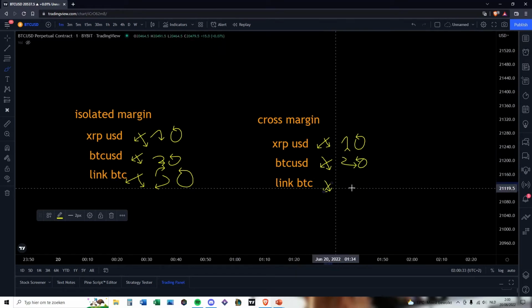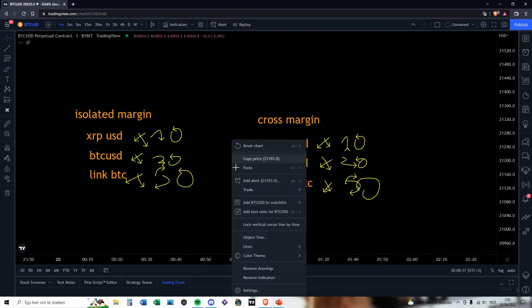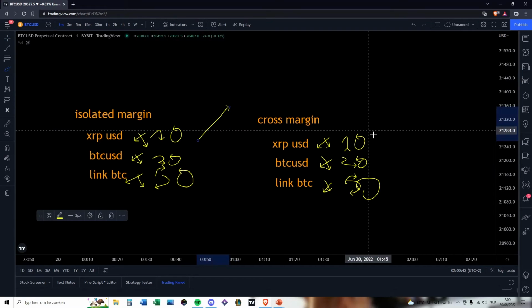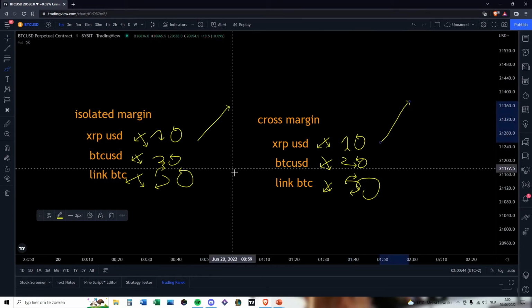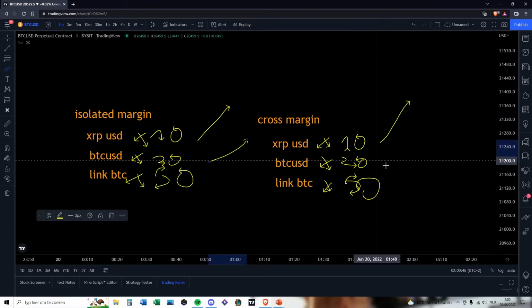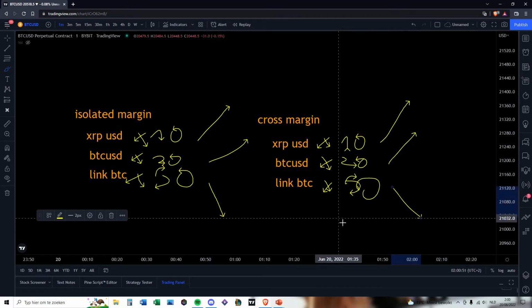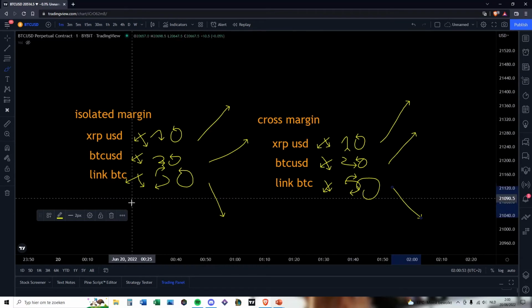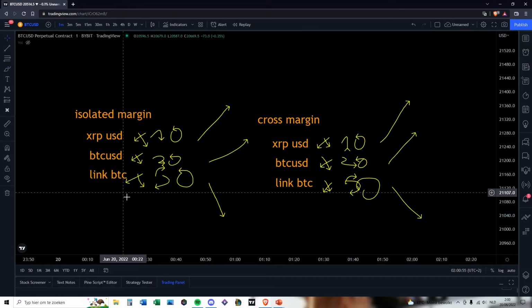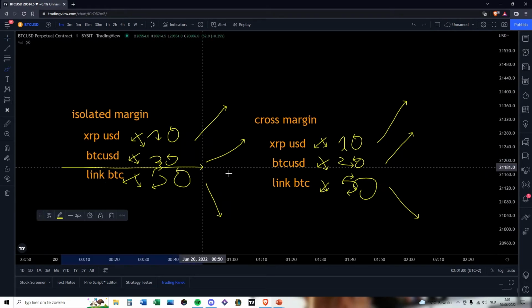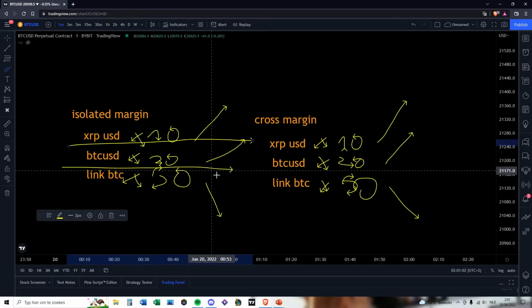20, 50. So in cross margin, let's say Ripple goes up. So the price goes up a little bit. It doesn't really matter. This one goes up as well. And this one, Link, goes down really fatally. So in isolated margin, it says in the name itself, isolated. So every trade will be separately arbitraged, let's say.